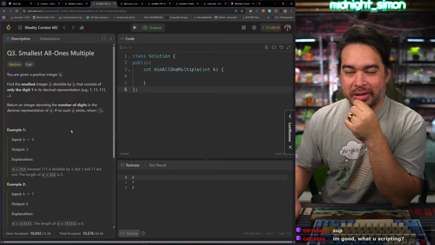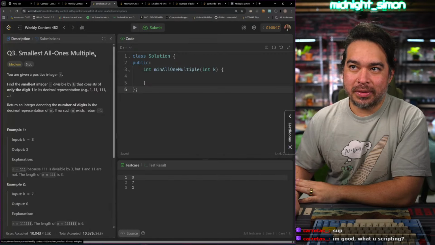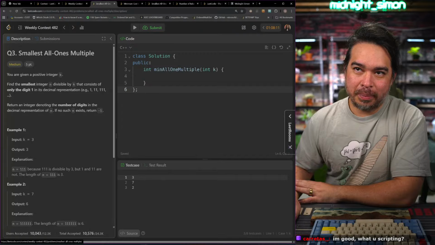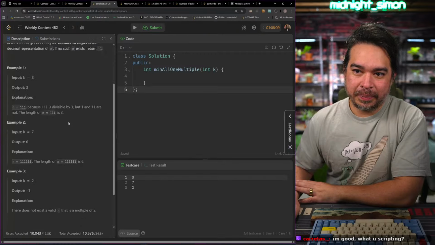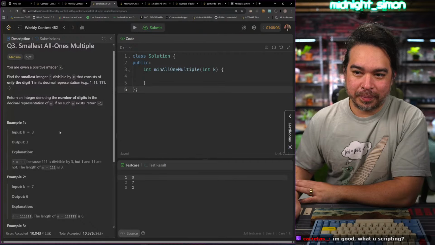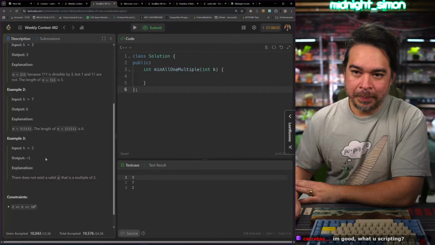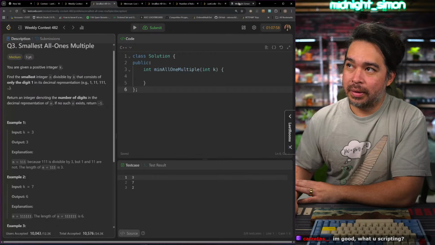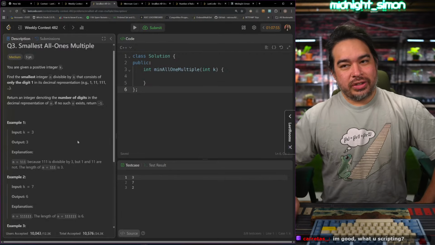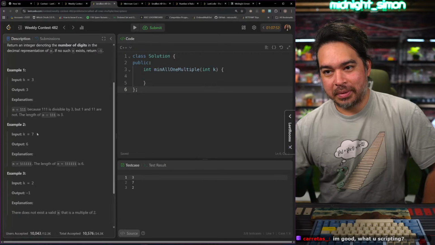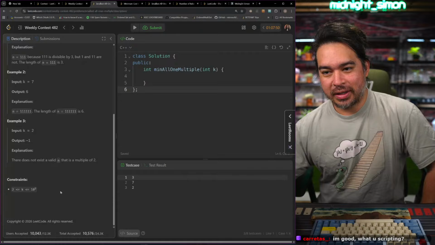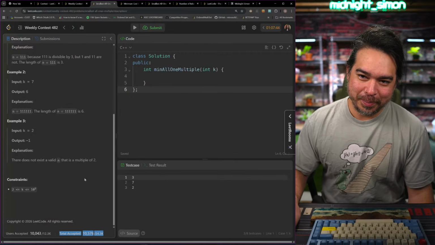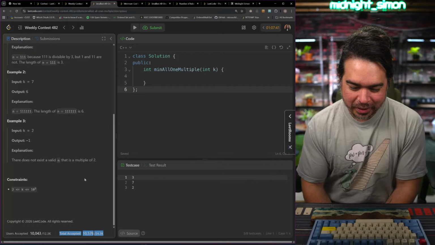What am I scripting? I'm practicing some algorithm problems from LeetCode. It's like a programming puzzle, and you gotta solve it with programming. Oh, Jesus Christ, man. I'm stumped. And it hurts to see so many people got this, and I'm not one of them. Let me think a little bit more.